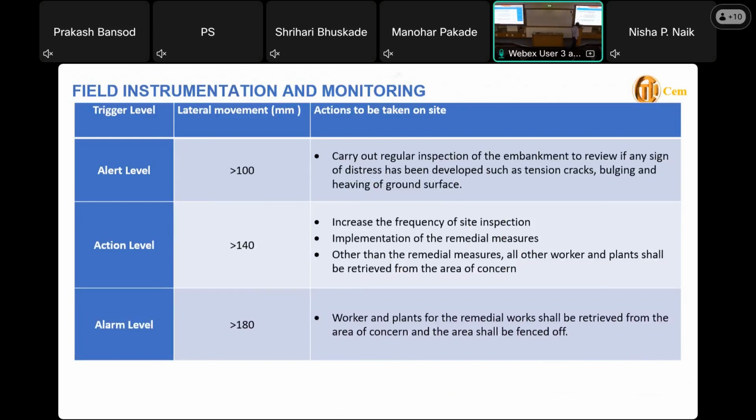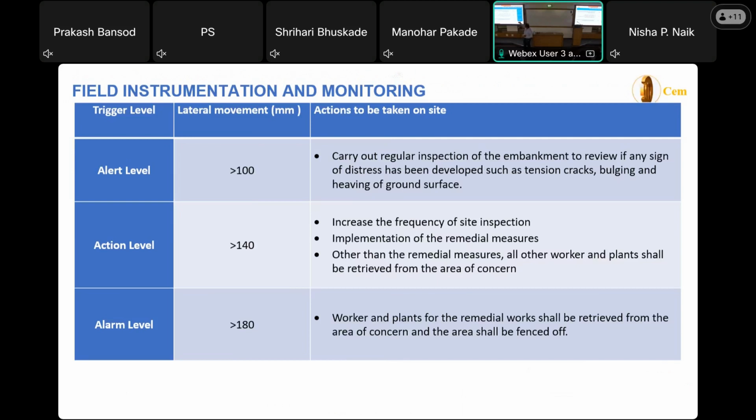And we did an analysis in Plaxis to see what deformations are happening, and which deformations are critical from the safety point of view of the project. So we have projected here: first an alert, then action, and then alarm. Suppose the lateral movement is 100 millimeters, it is alerting. Your settlements or deflections are more, so you need to take action. What are the actions? We have noted them down.